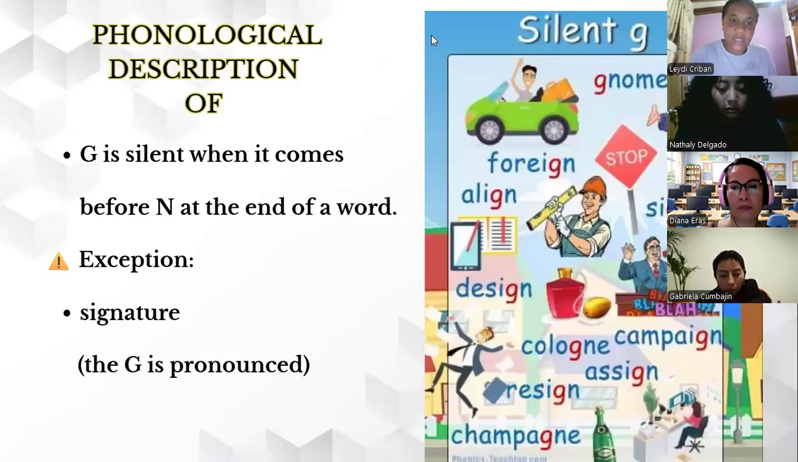G is silent when it comes before N at the end of the word. The exception is the word signature. Examples: gnome, foreign, align, design, sign, campaign, assign, etc. In these words, we don't pronounce the G sound.